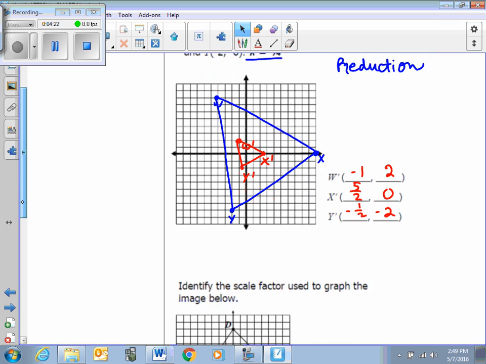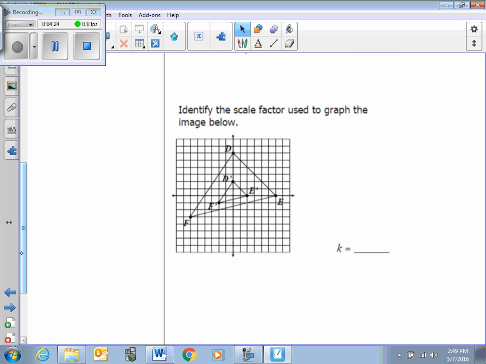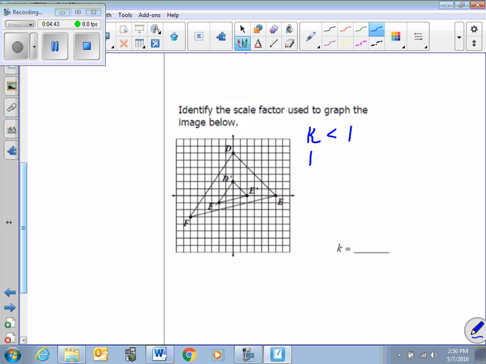Okay, we've got two more little examples here. This time we have the image and the pre-image, and they would like for us to identify the scale factor. Okay, so F prime, the prime triangle, is smaller, so I know that k is going to be less than 1, right? Because I clearly have a reduction. So all I have to do is pick one of my vertices because I know this is a transformation, and see what I multiplied it by so that I can find the scale factor.